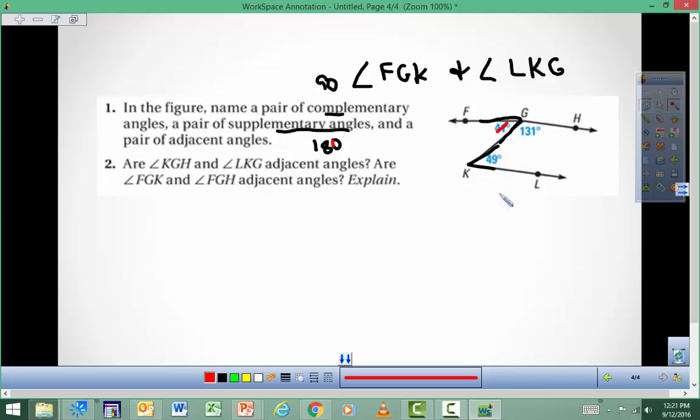How about these two? If we take 131, we add 49. Sure enough, that's a 10. Give me an extra 1 there. That gives me an 8. 180. So there you have it. We have the 2 angles. How about angle LKG again?